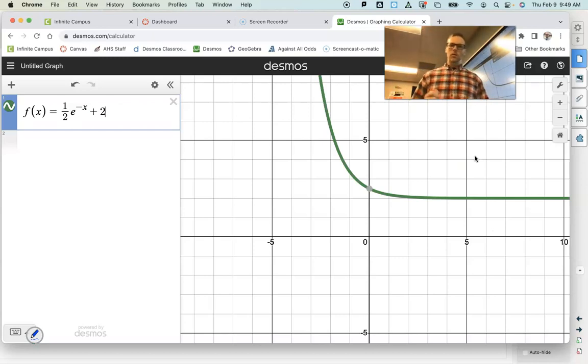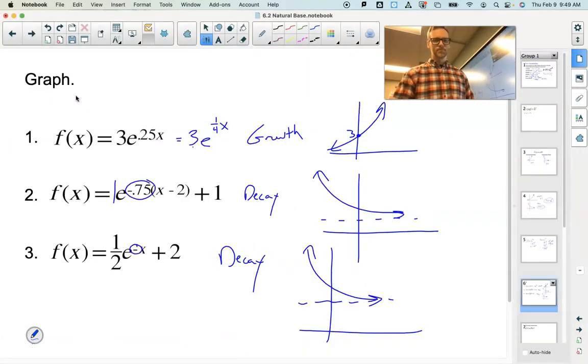So on your practice, what I want you to do is make predictions. I want you to think about what the graph is going to look like, and then go ahead and graph it on a calculator, either one of these or on Desmos.